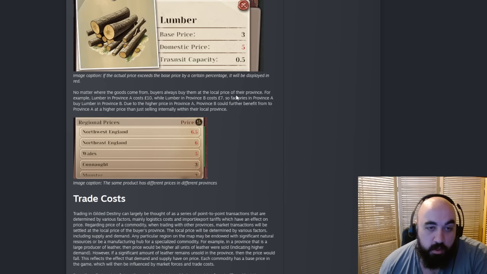No matter where the goods come from, the buyers will always buy them at the local price of the province. For example, lumber in province A costs 10, and lumber in province B costs 7. So factories in province A buy lumber in province B due to the higher price in province A. Province B could further benefit from selling to province A at a higher price than just selling within the local province.